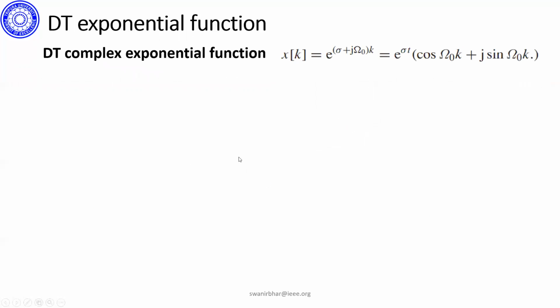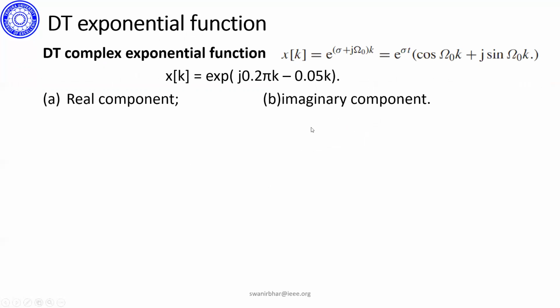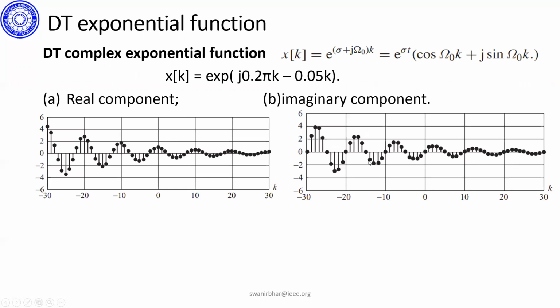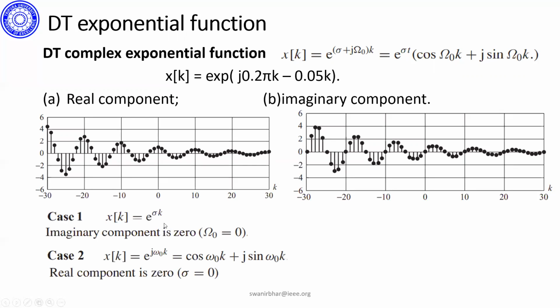Now the discrete time version is also there, a similar thing. You can see the real component and imaginary component are both continuously decreasing, because the exponentially decreasing part as well as the sinusoid are combined. So you have an exponentially decreasing sinusoid, where the real part starts with cos and the imaginary part with sine. So case 1, when this is sigma k, the imaginary component is 0, and when the real component is 0. So here we have gamma, which is equal to sigma plus j omega.